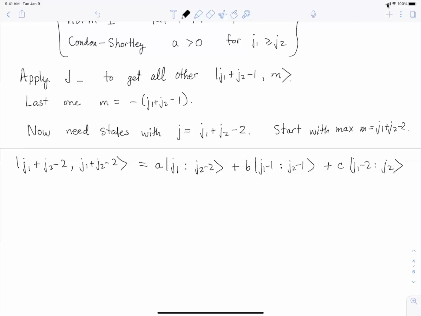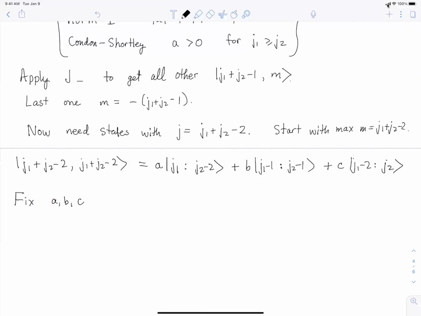So I can't have one that has, for example, J1 minus 3, because then the m value for the second spin would have to be J2 plus 1, and there are no states with that value, because the largest it can be is J2. Okay, and so that's the most general linear combination you can have. And so now it looks like we're in trouble because we have 3 things to solve for. How are we going to solve for A, B, and C?